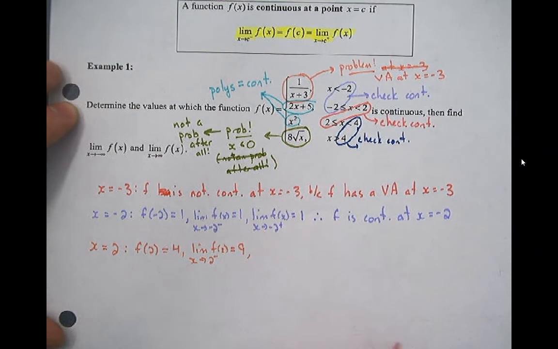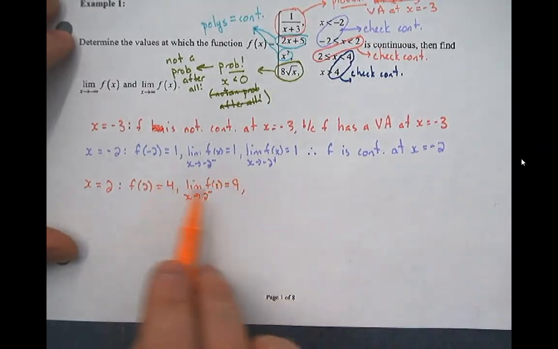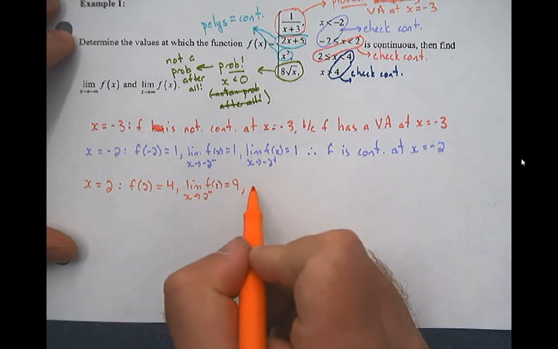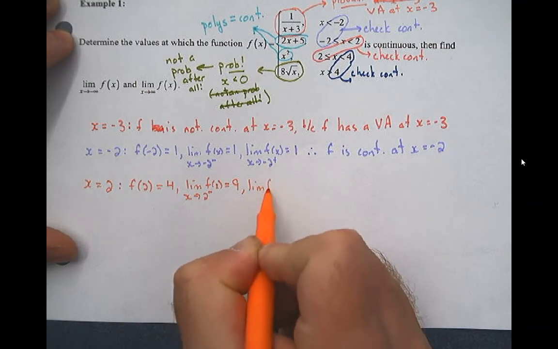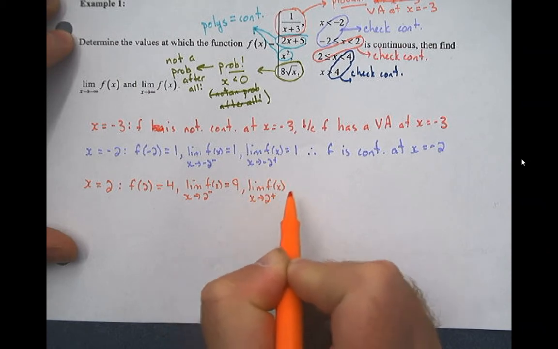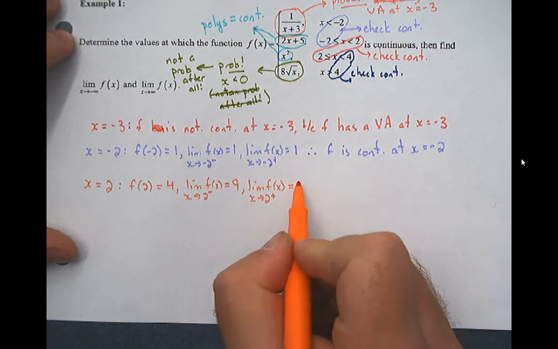Uh-oh. Math voice is going crazy here. We know we're in trouble. I don't like to stop at this point, though. I'm going to go through and prove the next one, just so I can say what's actually happening here. So now I'm going to plug in 2 from the right. I plug in 2, I get 4.